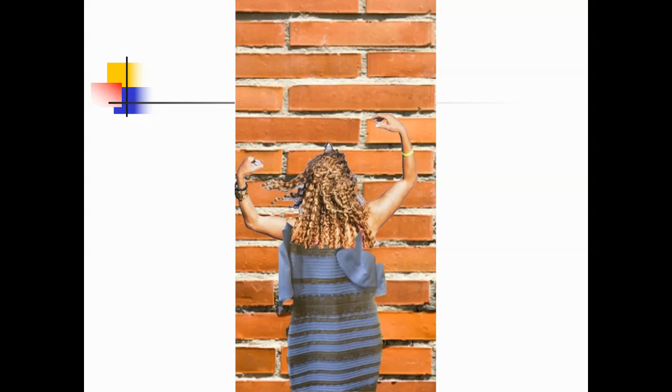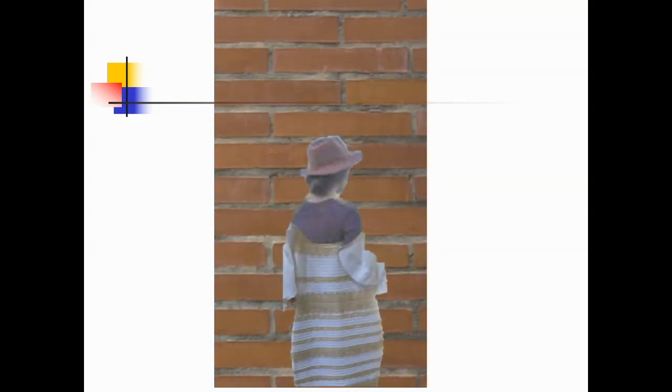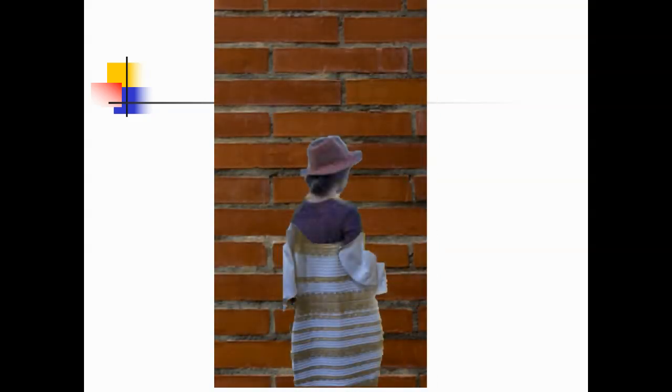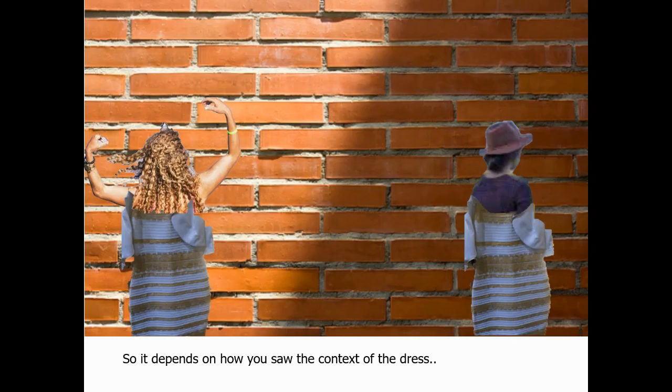In this context, can you see the dress as blue and black? Pause the video for a little bit and just stare at it. You'll begin to see the dress as blue and black. Now moving forward, can we see the dress as white and gold? Different context. But it's the exact same dress.